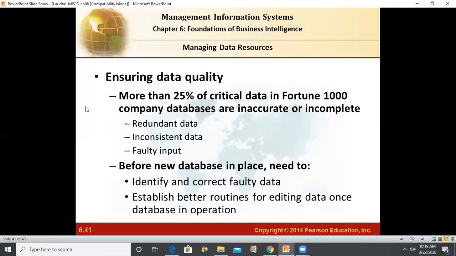Do you agree that most of the big companies have big data and it's very much susceptible to redundant data, inconsistent data, and faulty input? So before a new database is in place, you need to identify and correct this faulty data and then establish better routines for editing data once the database is in operation.